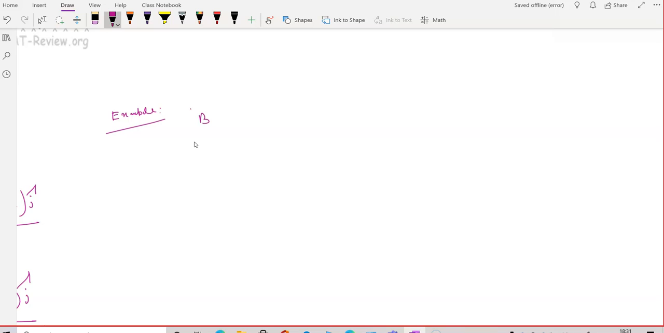Let the applied field be equal to minus B0 k, and V equal to V0 i minus V0 k. Then your problem is to find the position and velocity after time t. Okay.